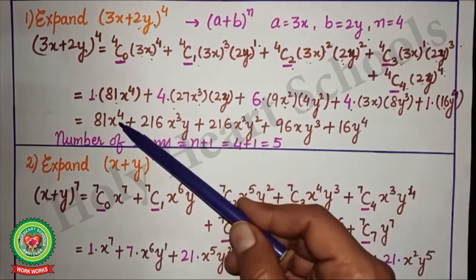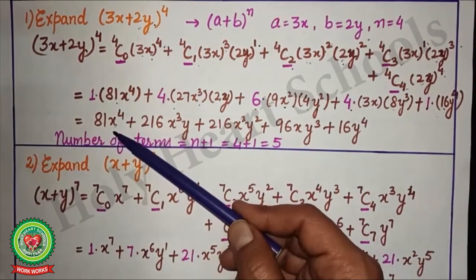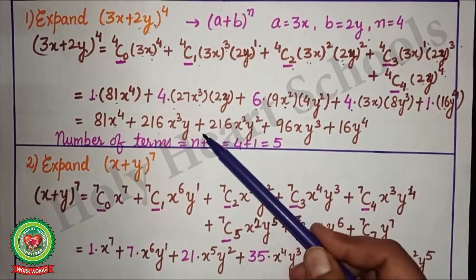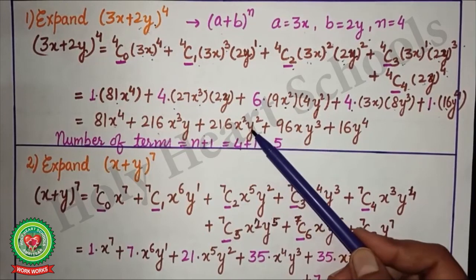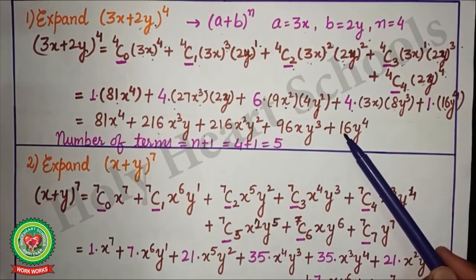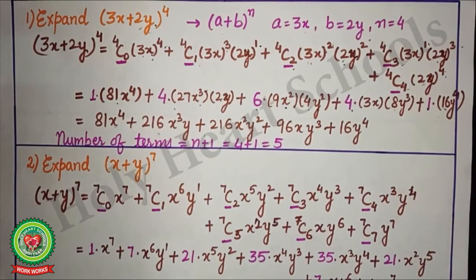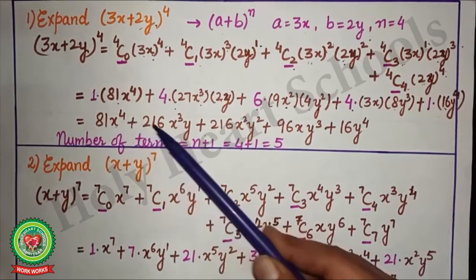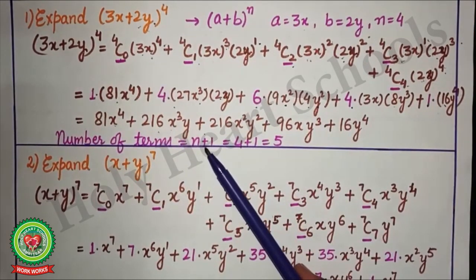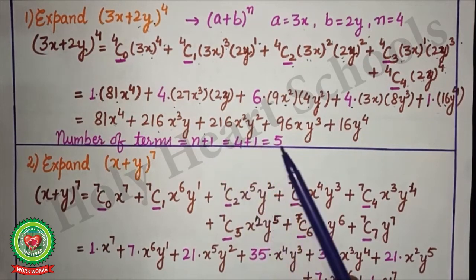Now on simplifying, we will get the result 81x raised to power 4, plus 216x cube y, plus 216x square y square, plus 96xy cube, plus 16y raised to power 4. Now you can see that there are 5 terms: 1, 2, 3, 4 and 5. So number of terms is equal to n plus 1, that is 5.